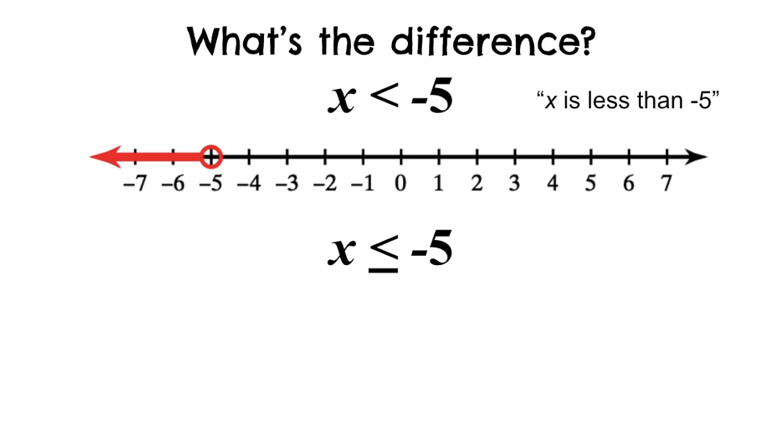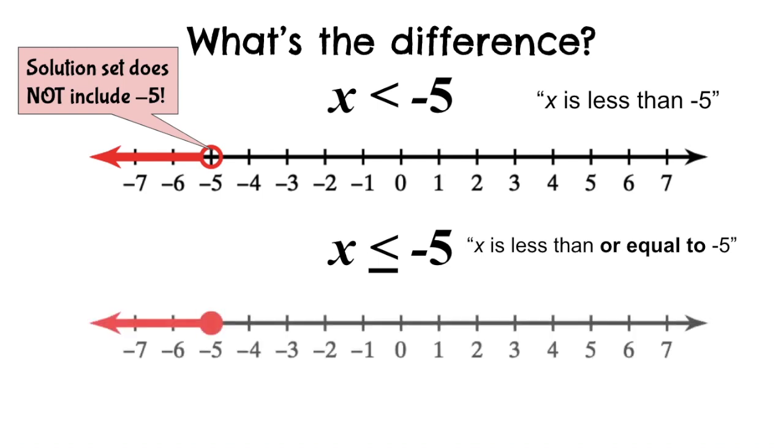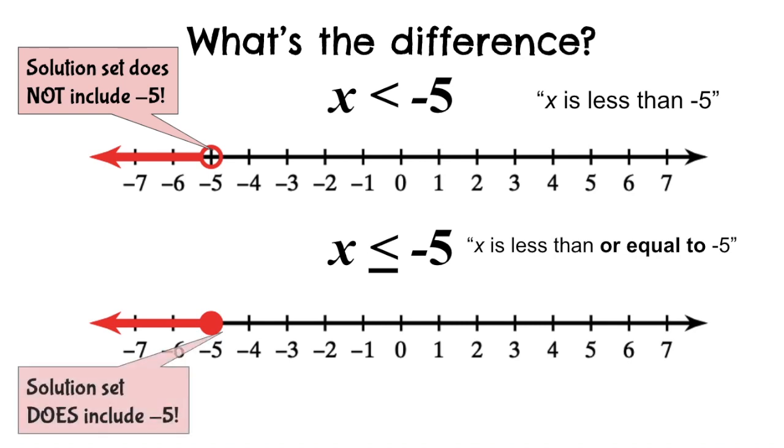This is an example of the graph. All numbers to the left of negative 5 are less, and notice that negative 5 is not included because negative 5 is not less than negative 5, it would be equal. Which brings us to the bottom statement, x is less than or equal to negative 5. And the graph looks almost the same, except for now the solution set does include negative 5 because it is equal to.